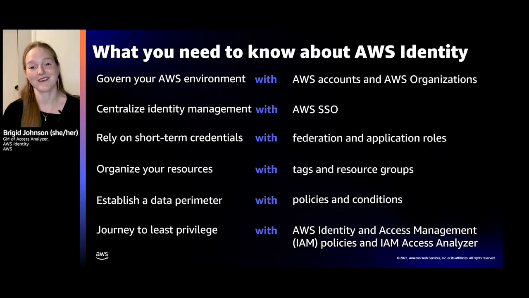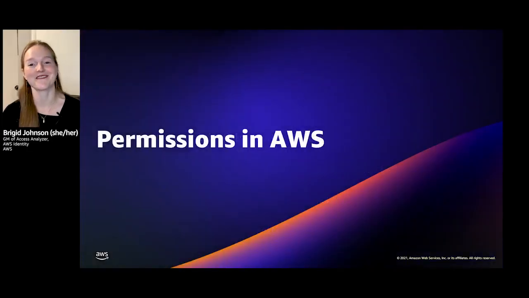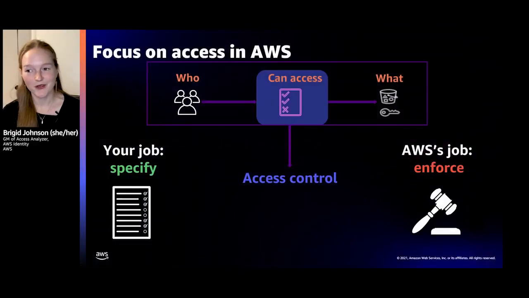And then we get into the fun part, the journey to least privilege. And that's what we're here to talk about today. So let's dive into permissions in AWS. All right, so we talked about who can access what. And at the end of the day, it's all about the access controls. That's the middle that connects those two together.